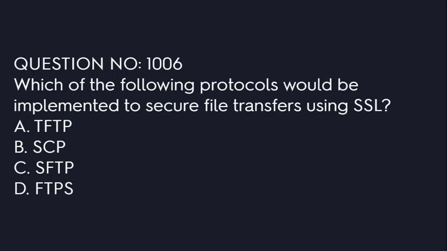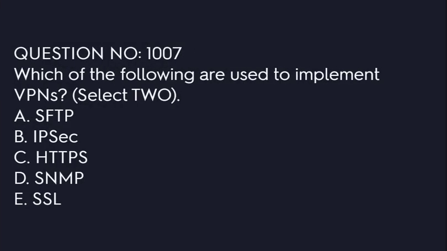Question no. 1006. Which of the following protocols would be implemented to secure file transfers using SSL? A. TFTP. B. SCP. C. SFTP. D. FTPS. D. Question no. 1007. Which of the following are used to implement VPNs? A. SFTP, B. IPv6, C. HTTPS, D. TSN, E. IPsec, SSL. B. E.